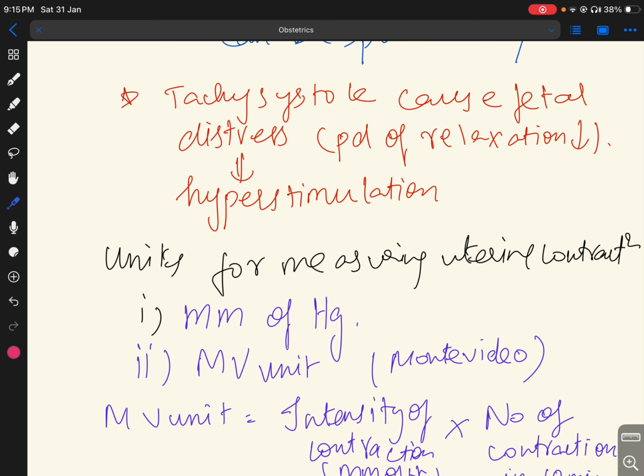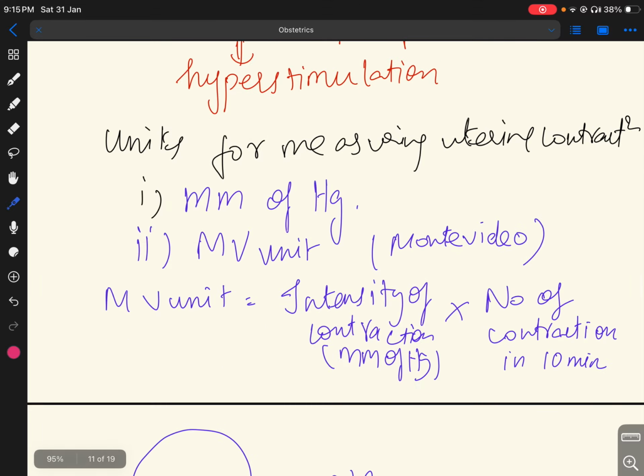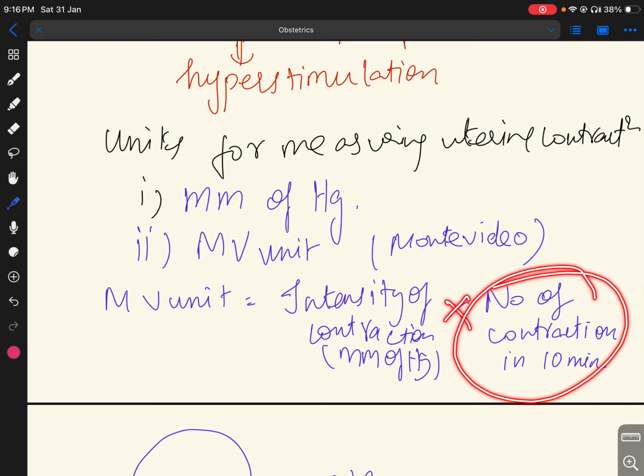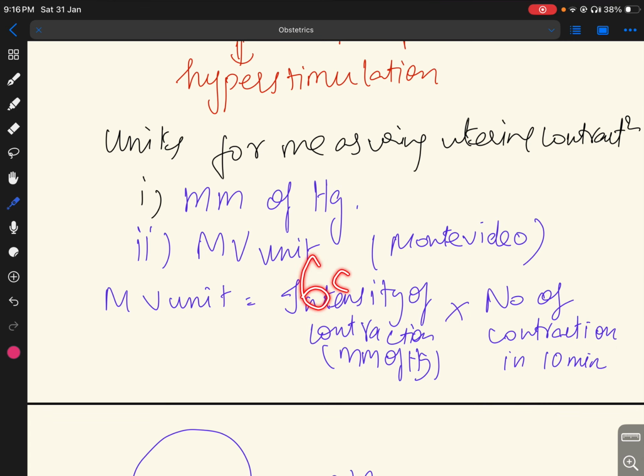Units for measuring uterine contraction: millimeters of mercury, and there is another unit called MV unit, Montevideo units. To obtain Montevideo units, you just multiply the pressure, that is the intensity, with the number of contractions in 10 minutes. So let's say if the pressure is 65 and the number of contractions in 10 minutes is 3, you have to multiply both to get the answer.